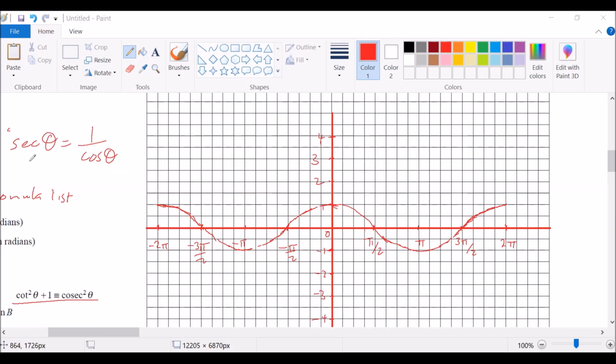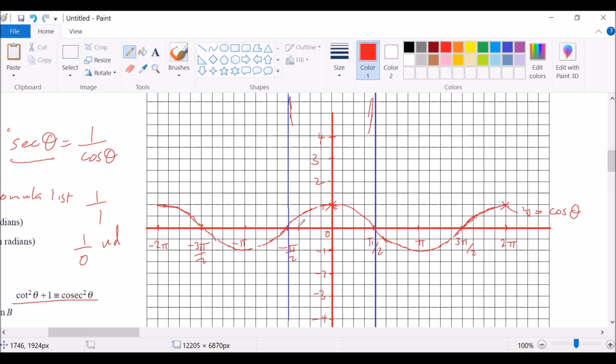So for sec theta, we start with the graph of cosine theta. Let's look at this point where cos theta is equal to 1. When cos theta is 1, sec theta is 1 over 1, which will give us 1. So our graph is always 1 at this point. When cos theta is equal to 0, sec theta is 1 over 0, which is undefined. So we have asymptotes at these points.